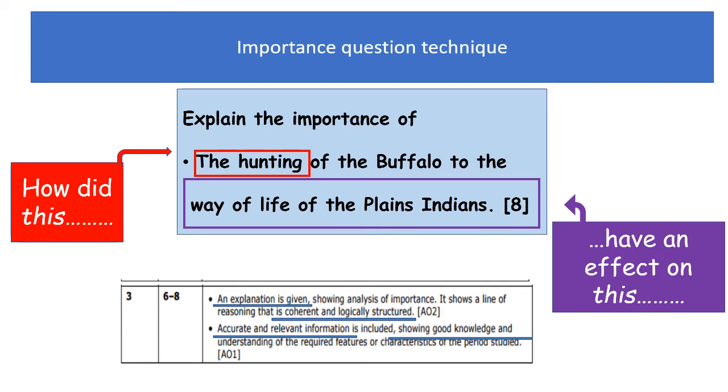Or in other words, why was the hunting of the buffalo so important to the Plains Indians? And again, to be successful in this question, you've got to give an explanation that's coherent and logically structured, and there's got to be lots of accurate and relevant information in your explanation, and you've got to show good knowledge of the period and the features of the period. So what I'd like you to do is just put the heading importance question technique, and then just put our question here, explain the importance of the hunting of the buffalo to the way of life of the Plains Indians.